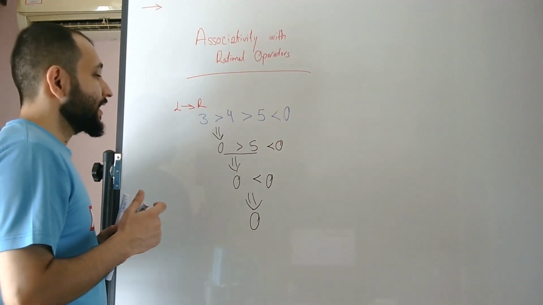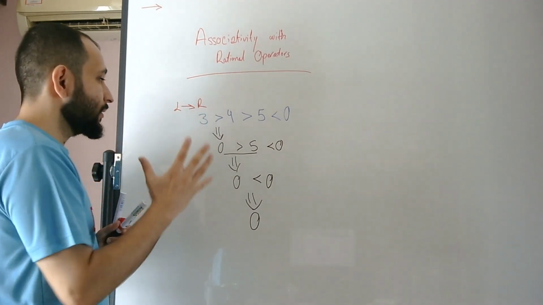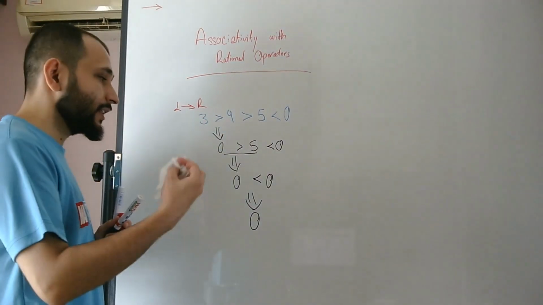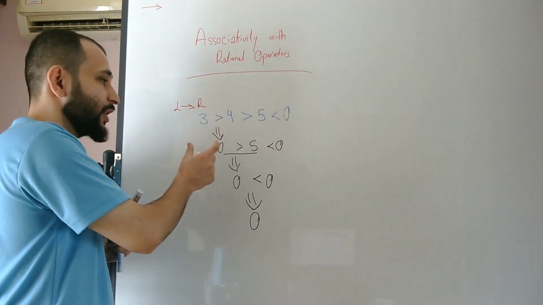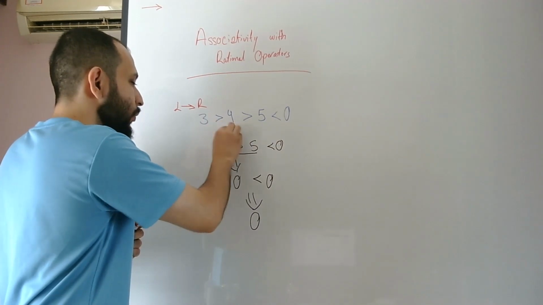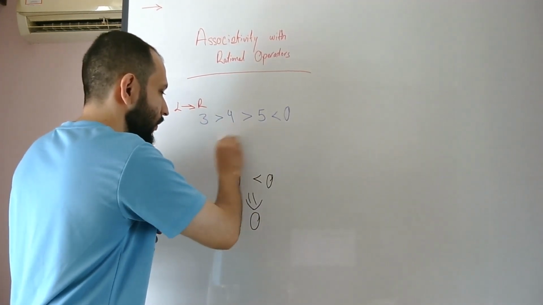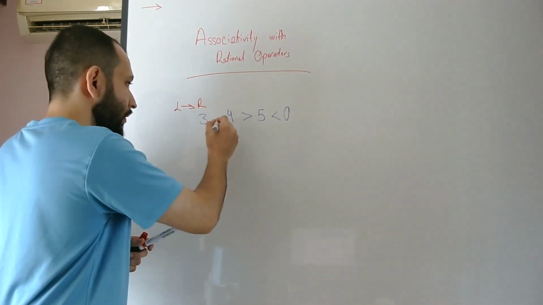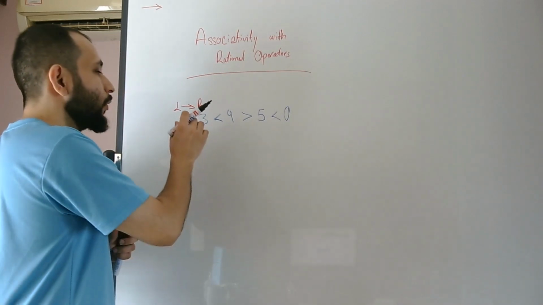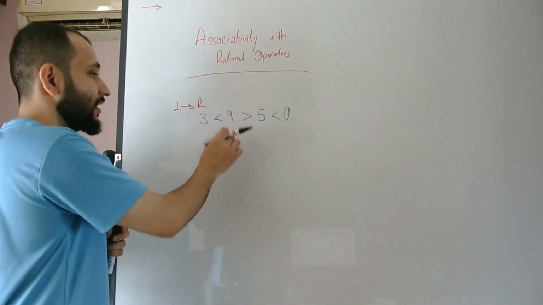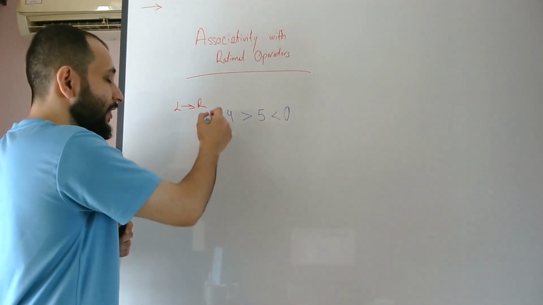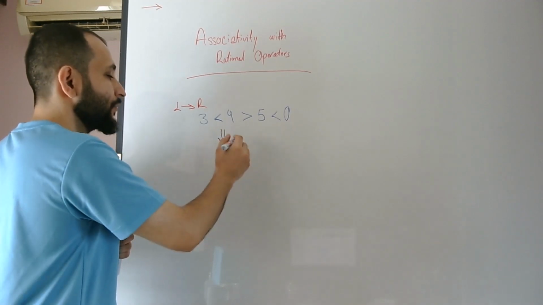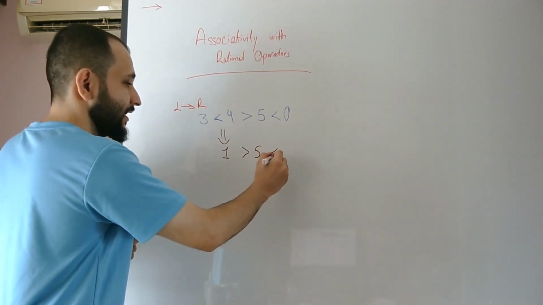Let's make a little bit of a difference to this expression, because I want to show you what happens if part of an expression is true. So if we have something like this, let's clean this part. Now with this change, we have 3 less than 4, and then the rest of the expression. This part of the expression is going to result in 1. So 1 greater than 5 less than 0.